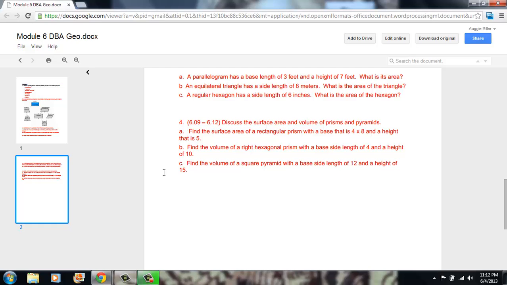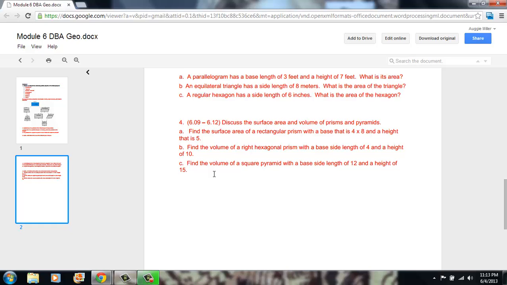So the volume of a right hexagonal prism is 420. Now to find the surface area of a square pyramid, there's an equation for that I know. So the area is 2 base times slant height plus base squared, the base edge. So base side length of 4 and a height of 10.